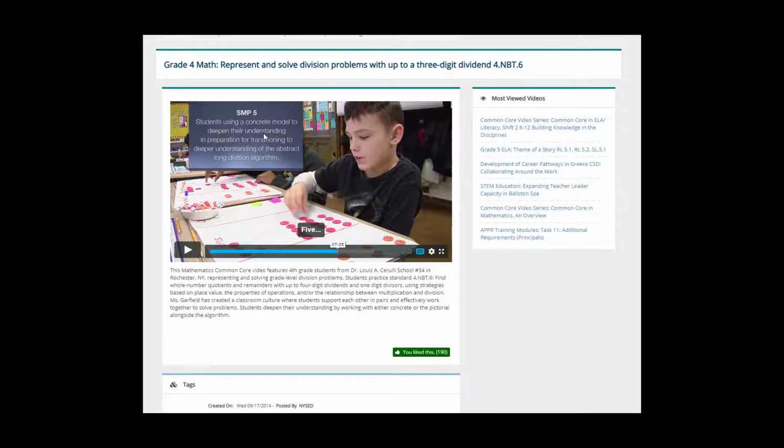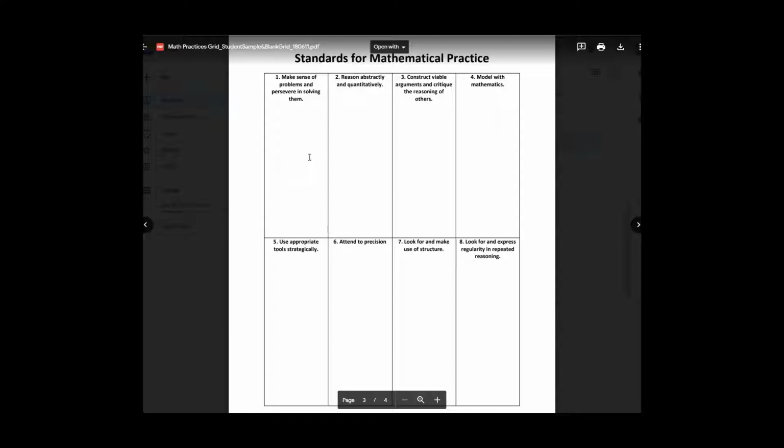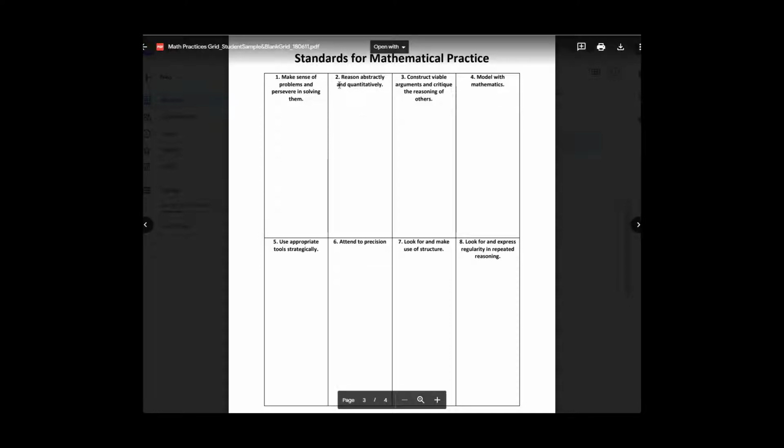I would say that there's more in there, but I need to look at what the practices are. Make sense of problems and persevere in solving them. Students did seem to be on task. None of them gave up the task. From what I could see, they all were participating, looked good. They reasoned abstractly and quantitatively. They were using the concrete manipulatives as well as the representation on those little dry erase boards, and they were writing down the numbers. So I would argue that they met that one too.